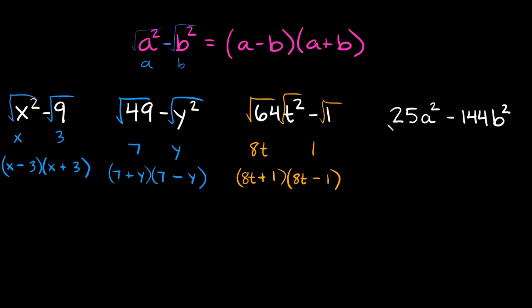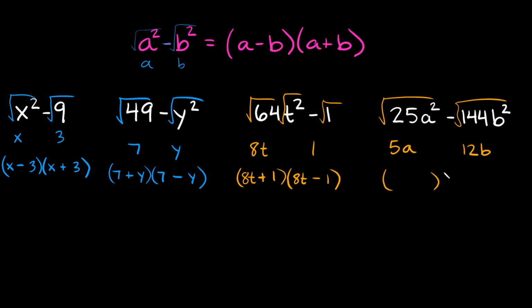One last example right here, 25a squared minus 144b squared, all right? So again, I notice both of my terms here are perfect squares, so I can take the square root of each of these, right? So here, the square root of 25, that's equal to 5, and the square root of a squared, that's equal to a, okay? And then here, the square root of 144 is 12, and the square root of b squared is b, right? So 12b, okay? So again, this is my a, this is my b.